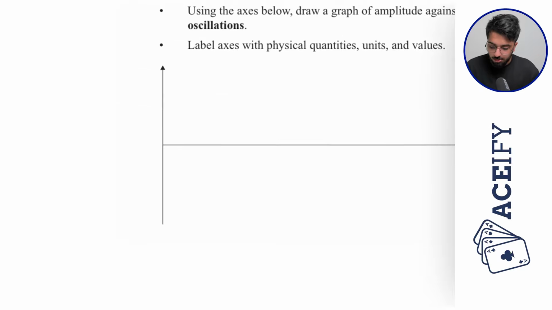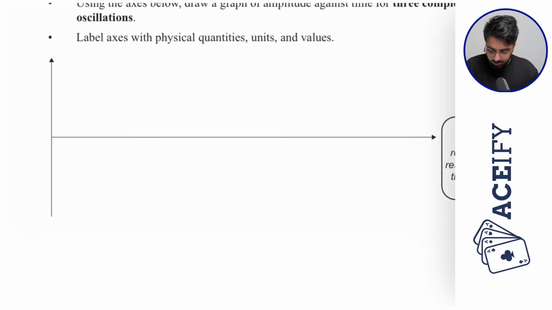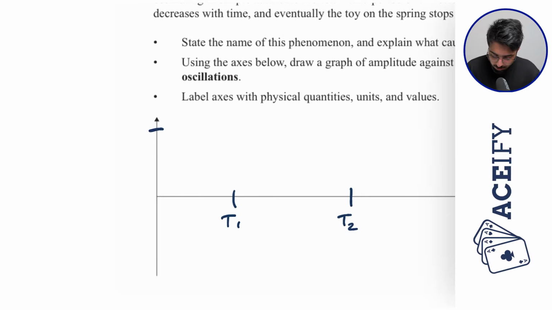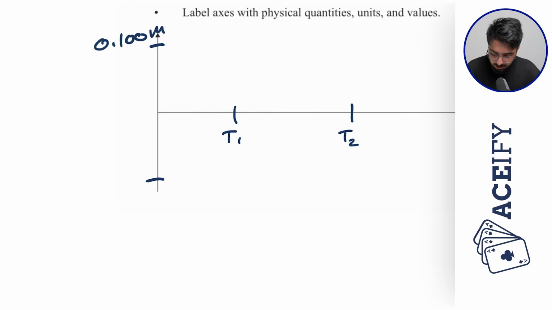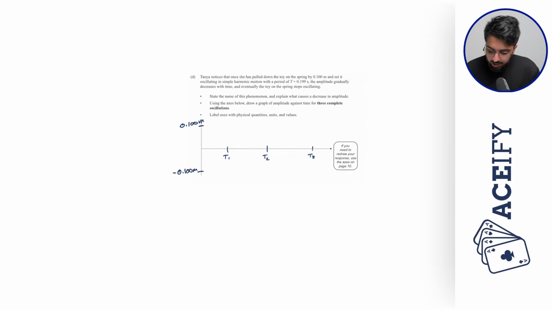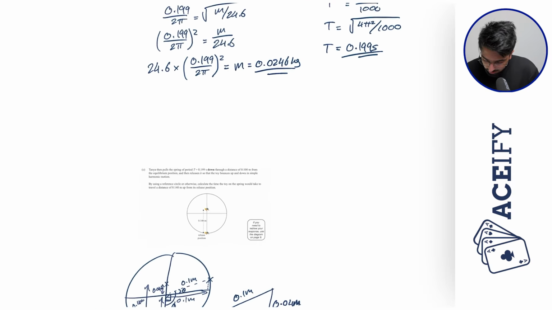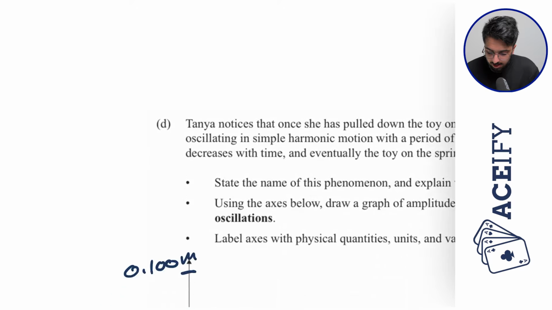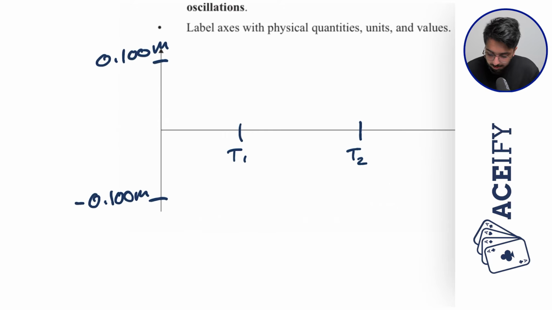All right, so for 3 complete oscillations, we can make one over there, one over here, and one over here. So we can call this T1, T2, T3. Now we know Tanya pulls it down to an amplitude of 0.100 meters. And on the other side, that's going to be negative 0.100 meters. As it states up here, Tanya pulls the toy down to 0.1 meters, so we start at max displacement.